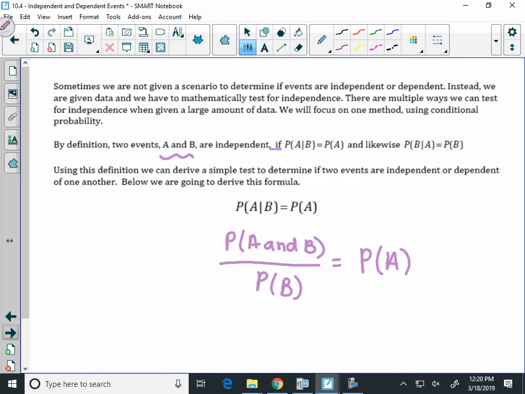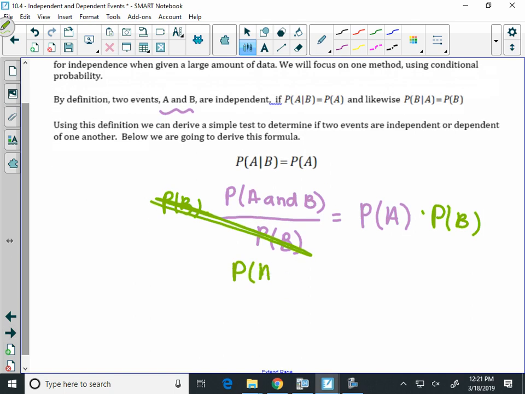Well, we don't like fractions. So what we can do is get rid of the fraction. We can multiply by the probability of B on both sides, because what you do to one side, you can do to the other, and it's still true. That gets rid of that fraction, and we get the probability of A and B is equal to the probability of A times the probability of B. We can use this to determine if events are independent or dependent when we're given data or percent, rather than just a scenario.